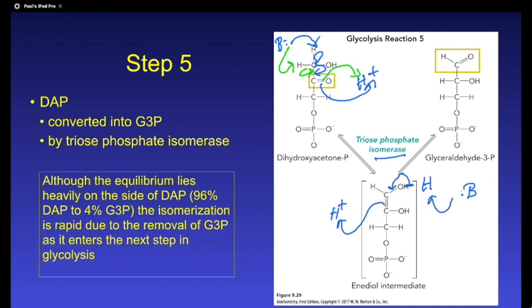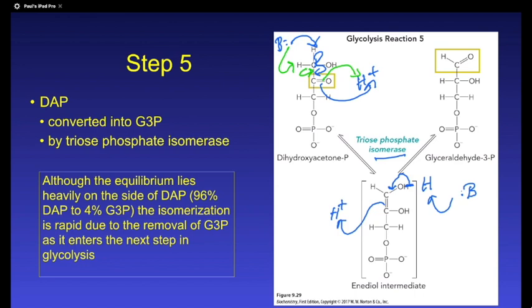Big picture for me. Why in the world did we do this slide? What did we do? We changed what to what? We changed dihydroxyacetone phosphate into glyceraldehyde 3-phosphate. Wait a minute. Step back. What did we make in the last step? Glyceraldehyde 3-phosphate and dihydroxyacetone phosphate.